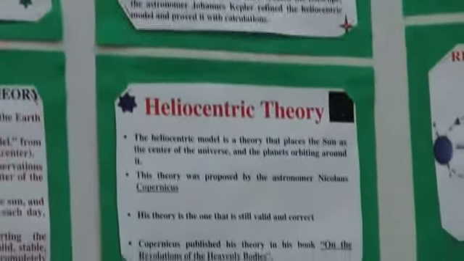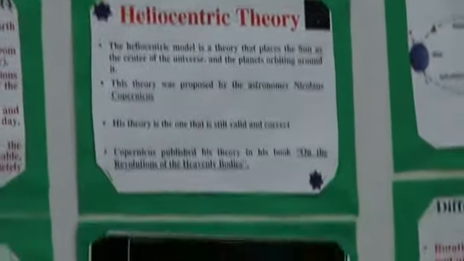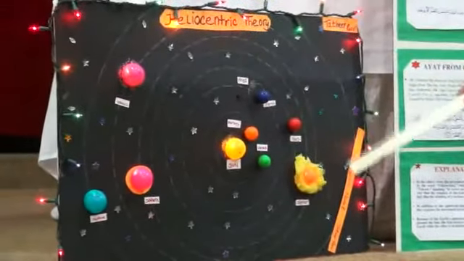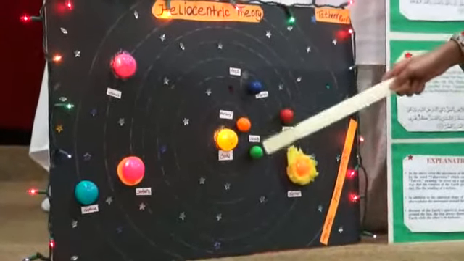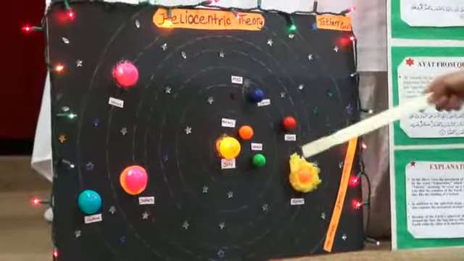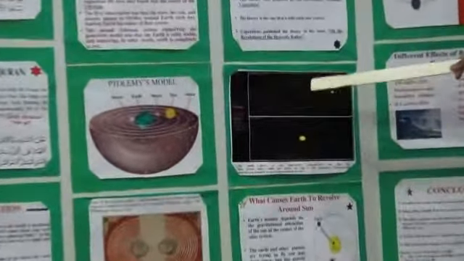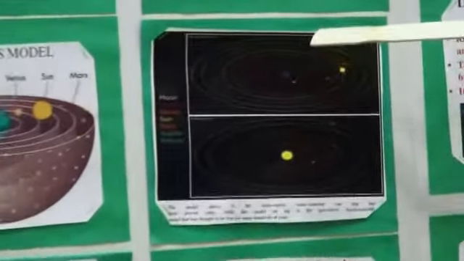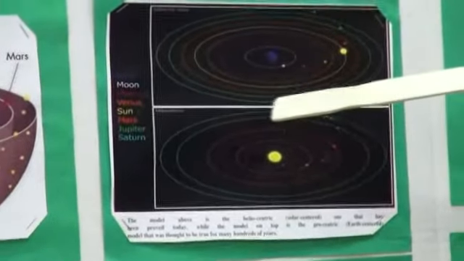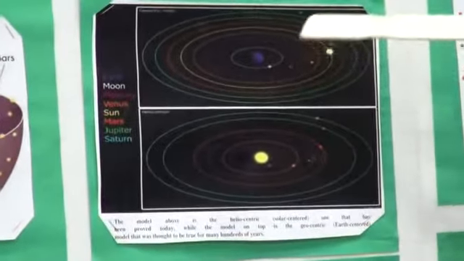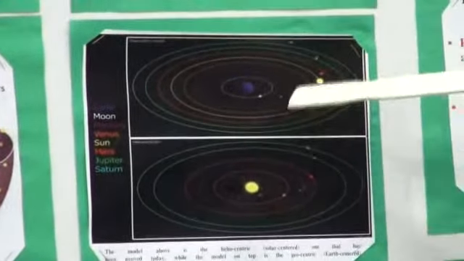And this is the geocentric model, and this is the heliocentric model. Right here, this is the heliocentric model, which is still valid and correct, that the sun is at the center of the universe and the planets are orbiting it. The geocentric model says that the Earth is at the center of the universe, and the heliocentric model says that the sun is at the center, and the geocentric model is wrong.